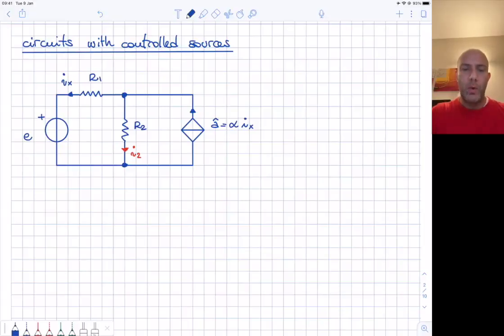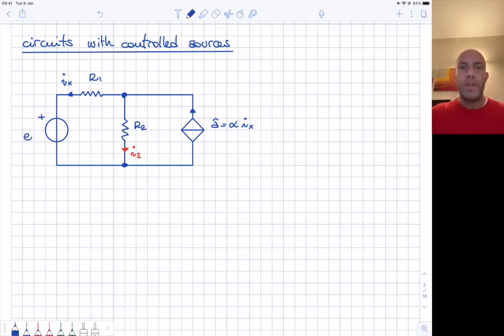Let's now see how we can deal with controlled sources in a circuit. Let's suppose, for example, that we have this circuit where we have a current generator whose current is dependent on the current Ix flowing through the resistance R1. So the current generator is a current-controlled current generator. The method is based on multiple steps.